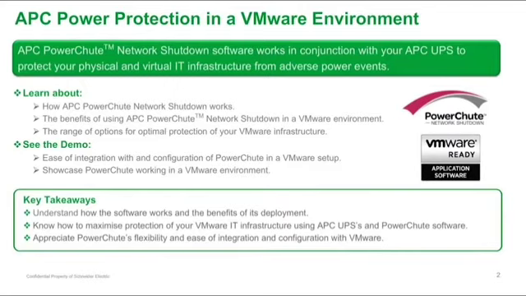This e-learning is structured as follows. For those of you not familiar with PowerChute, this module first provides an introduction to the software's capabilities before providing a high-level overview of how PowerChute works. We will then discuss the benefits of deploying PowerChute Network Shutdown in a VMware environment, including the range of options available. Following this, a technical demo will show you how to configure PowerChute to support a VMware high-availability cluster before showcasing PowerChute Network Shutdown protecting your VMware architecture during a power outage.